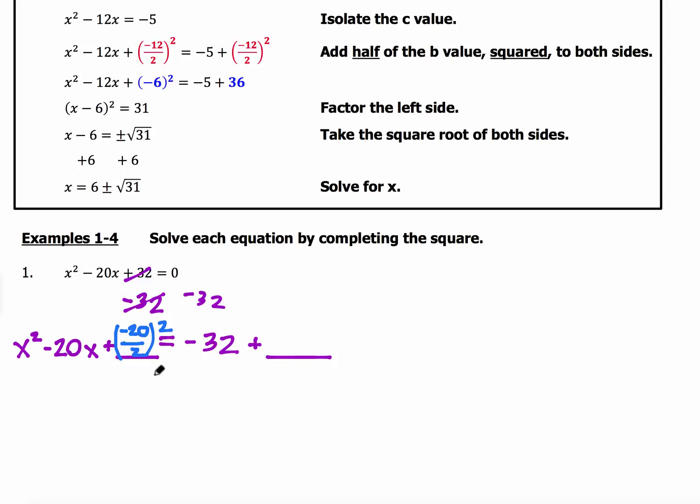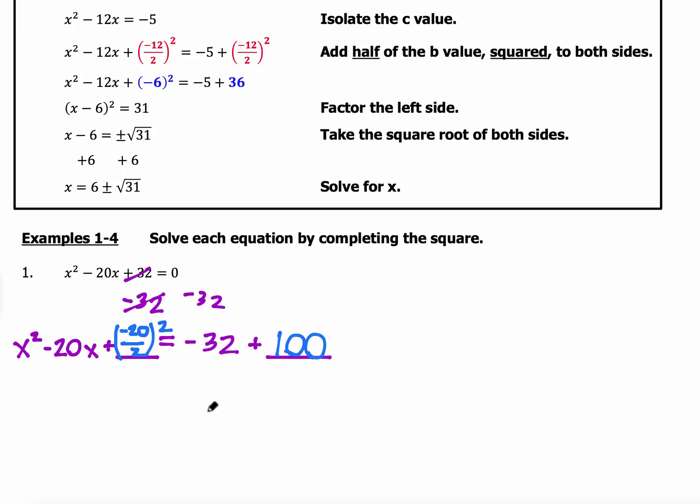So let's think about what that would become. Negative 20 divided by 2 is really negative 10. And if we take negative 10 and square it, we get a positive number, positive 100. So really this number here is 100, and I'm going to put it in that form over here. What I've done is I've kept this equation balanced because I've added 100 on the left side and added 100 to the right side. So I haven't changed anything about the equation. I did the same thing to the left side as I did to the right side.